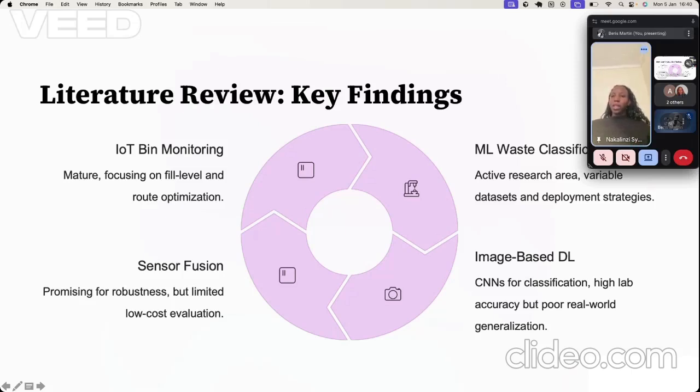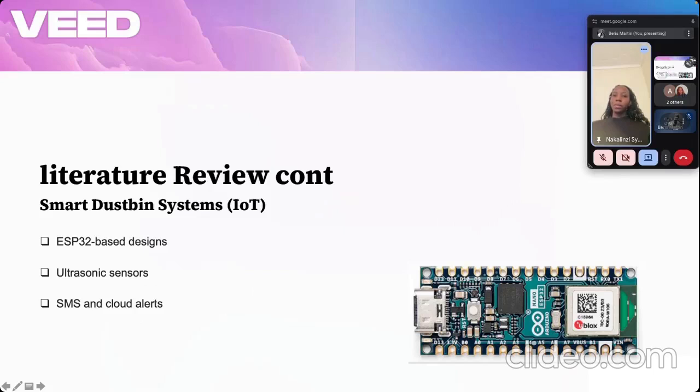The next slide, the literature review continued. We shall talk about the smart dustbins, which will be built using the ESP32s and the ultrasonic sensors, and we shall also incorporate SMS and cloud alerts to inform the necessary people of what needs to be done or what level of fill the trash bin is at, and so on.